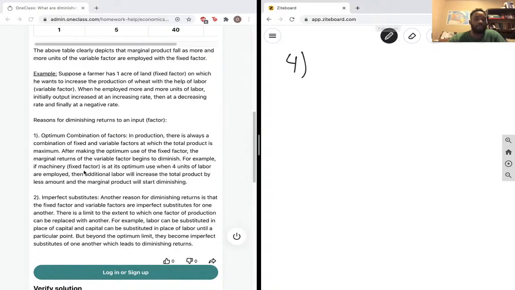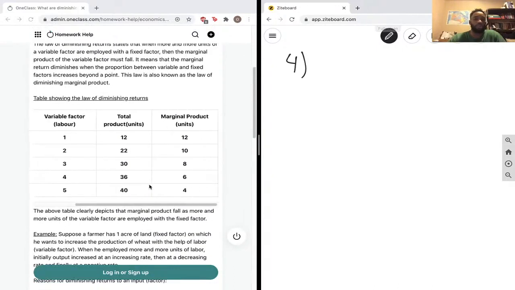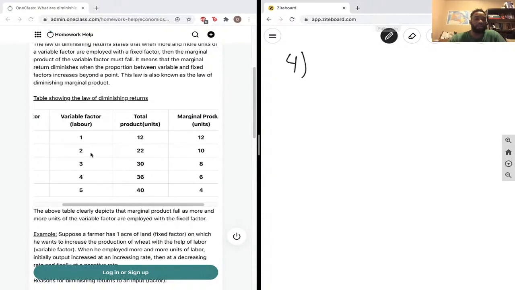For example, if machinery, a fixed factor, is at its optimum use when 4 units of labor are employed, then additional labor will increase the total product by a lesser amount, and the marginal product will start to diminish. So in this example over here, it looks like it started to diminish after they kept on adding another factor of labor, at the second factor of labor.